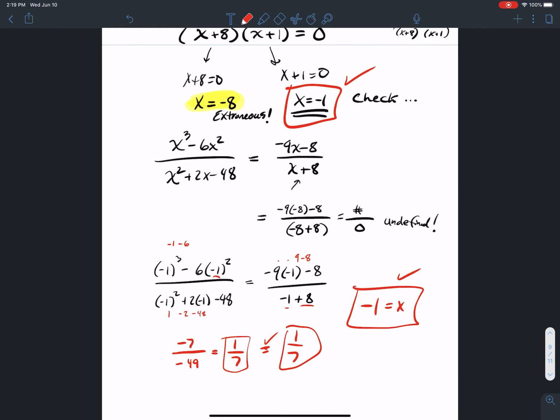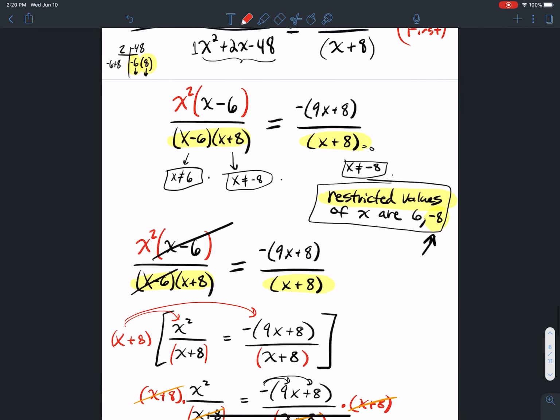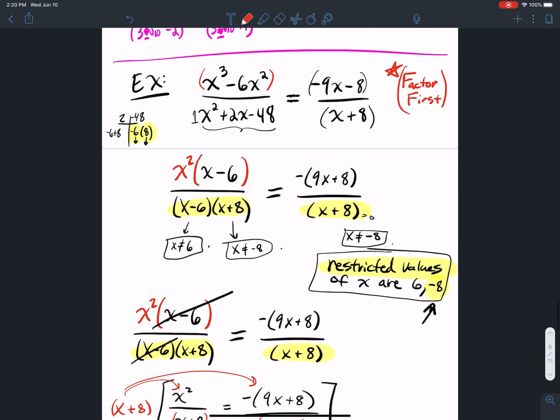Okay, so hopefully this gives you an idea of what you're looking for. This is probably one of the hardest problems that you're going to run into.